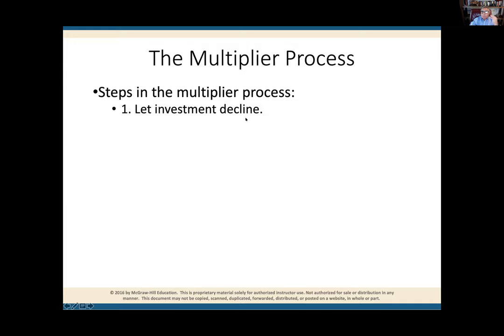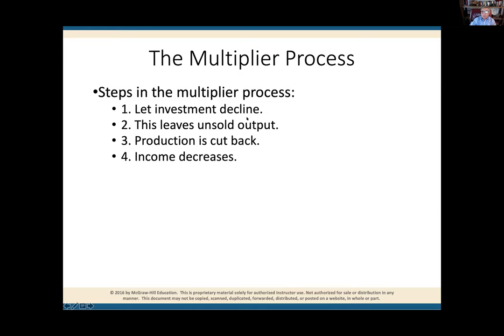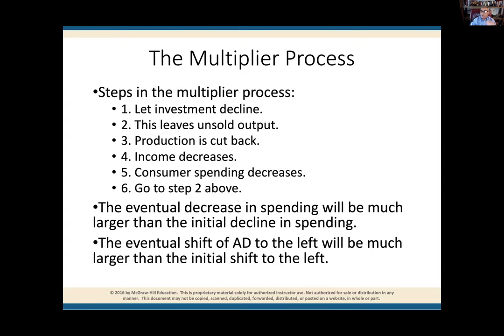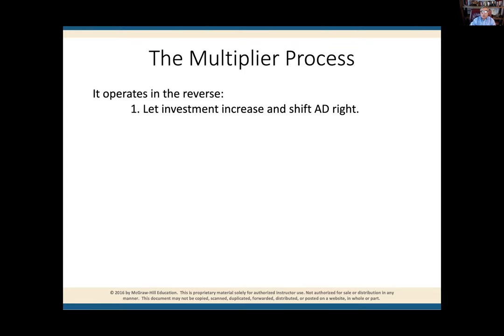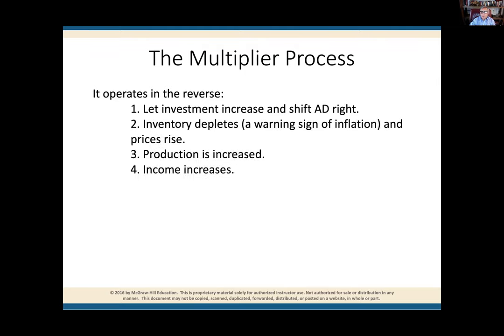Right? So if investments decline, inventory accumulates, production is cut back, income decreases, consumption decreases, and then we go back to step number two. Inventory accumulates, production is cut back, income decreases, and consumption decreases. So you get a multiplier effect over and over again. And again, the multiplier effect works both ways. It works going one way when we consume, and it also works in the opposite direction when we decrease consumption.